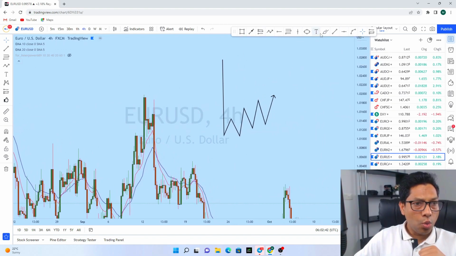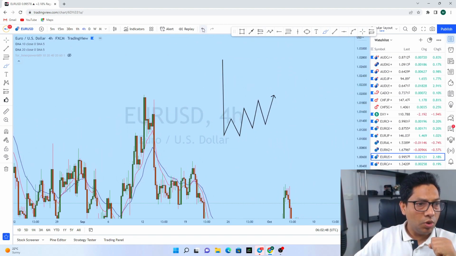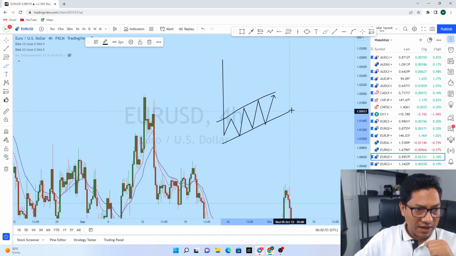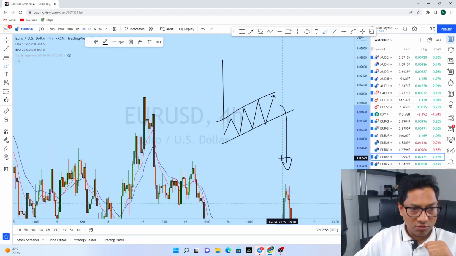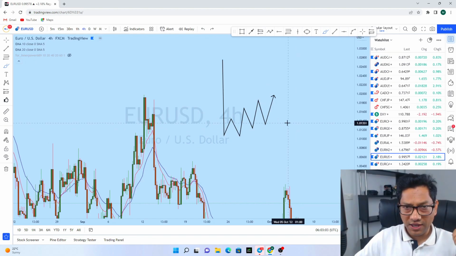Why? Because when you see an impulse and the price is consolidating, this is a bear flag. When you see this kind of structure, this market is likely to break to the downside, right? So in this kind of market, you will be thinking of selling. So you found a structure that is bearish.